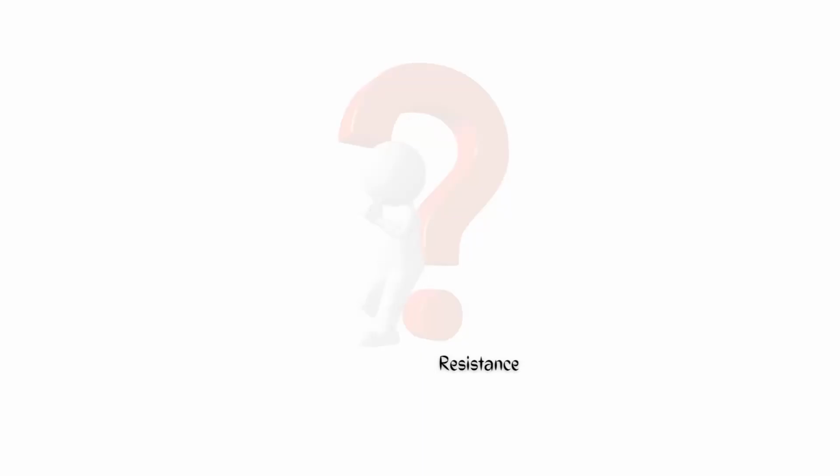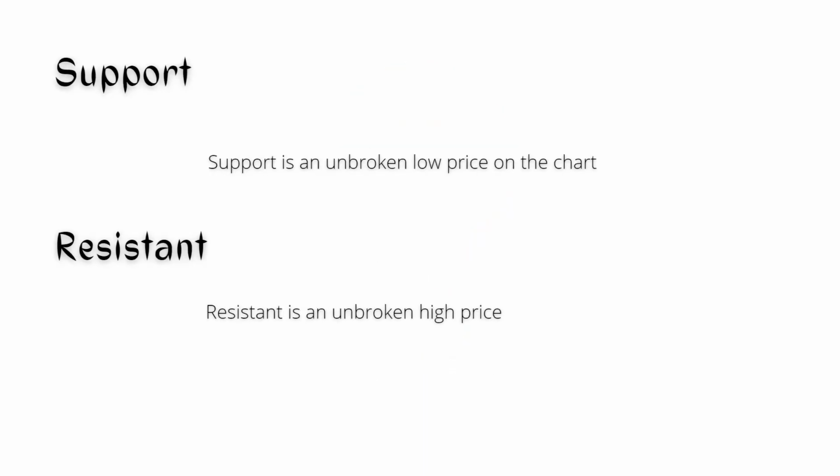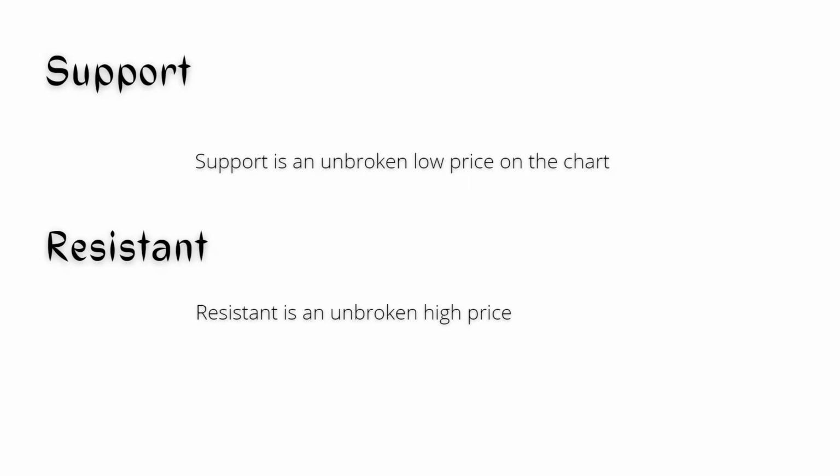Now, what is support and resistance? Support is an unbroken low price which was formed in the previous days, and resistance is an unbroken high price which was formed in the previous days. So why do we use support and resistance? To get the target prices. Traders use this method to know the best entry and exit points for a particular stock.